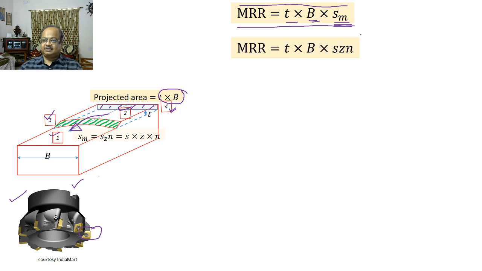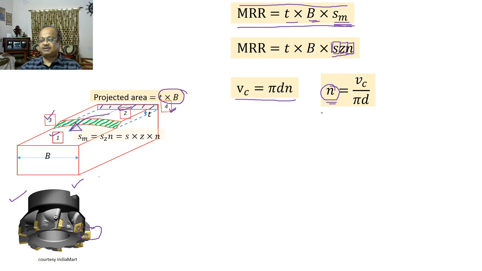Now SM, that is the feed rate, can be calculated as feed per tooth into number of cutting edges into the rotational speed of the cutter. And rotational speed of the cutter can once again be obtained from the generalized equation of Vc equal to pi dn. Please note that I am not dividing it by 1000. So this will come in millimeter per minute and n will come in rpm. So we can replace n over here and see something else.